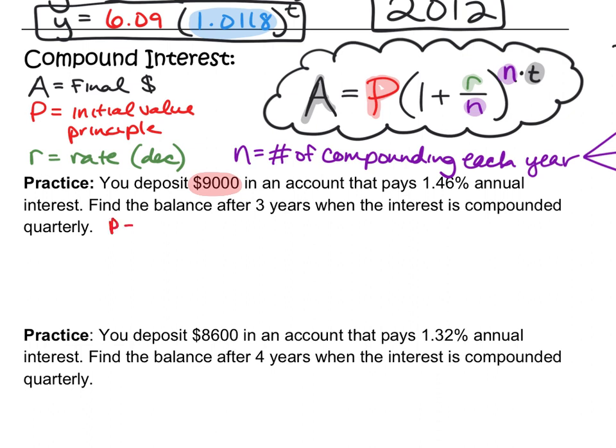So we know that our P value is 9,000. That's how much you're investing. That's how much you're putting in the bank. That's your principal, your initial value. What is the number 1.6%? The rate. However, when I write it down, just to remind myself that it doesn't need to be a percent, what number should I write down? Move the decimal twice to the left. Very good. We're moving this twice. Boom, boom. One of the other letters we need is N, which is the number of times it's compounded.